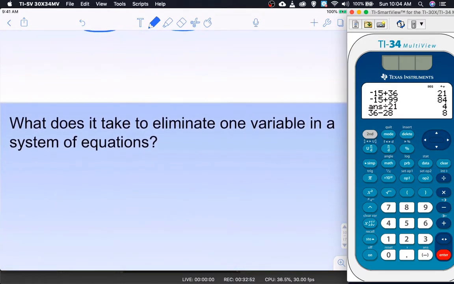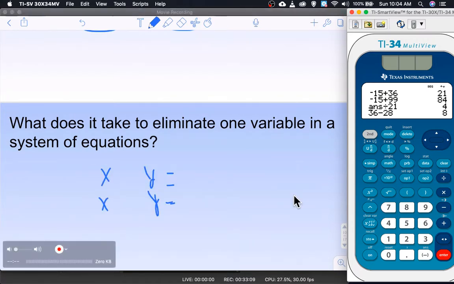So what does it take to eliminate one variable in a system of equations? What qualifications are needed? Well, the equations have to be lined up the same. Everything has to be lined up. x's over x's, y's over y's, and they don't even have to be in standard form. Everything we saw was in standard form, but check this out.